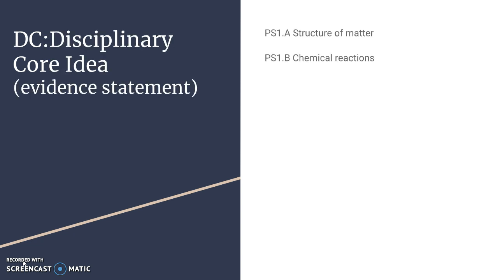The disciplinary core idea, which is also the evidence statement, is Physical Science 1A, which is structure of matter, and what that means is the students will be able to develop models that will describe different substances' composition. They will also be able to analyze the physical and chemical properties of each one of those substances. Now, Physical Science 1-B is chemical reactions. So what this means is the students will be able to analyze the before and after of a substance before it interacts with another substance and determine whether a chemical reaction has taken place. And then also be able to identify what impact that change has on the world.